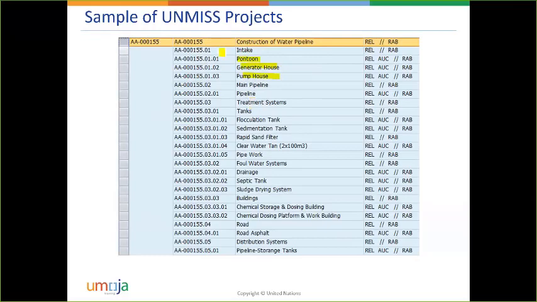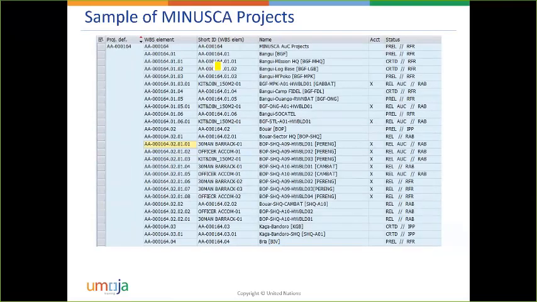When you are issuing materials for this project, inventory managers in UNMISS, you need to know if the materials are going to the ponton, to the generator house, to the pump house, or to the fluctuation tank, because as a result of this project, there will be multiple assets. So you need to specify to what asset under construction you are issuing materials. Otherwise, we will not know the value of the asset, and then we will not be able to capitalize it properly.